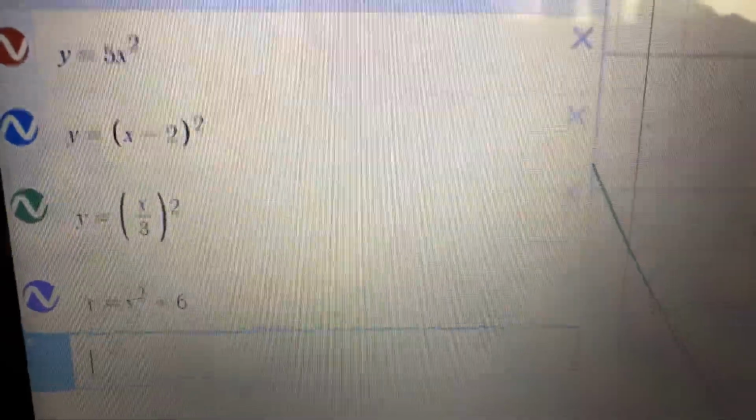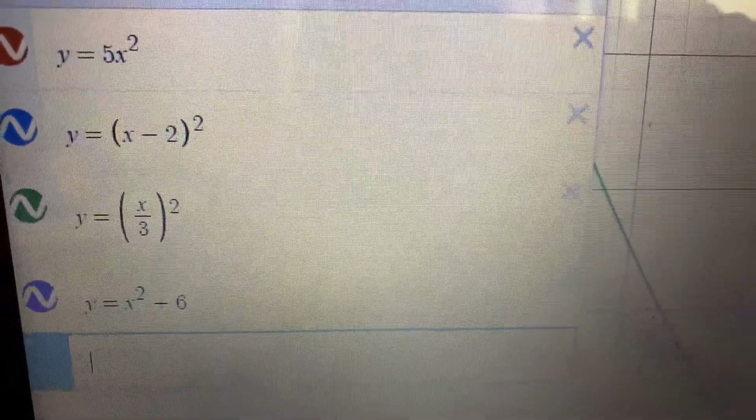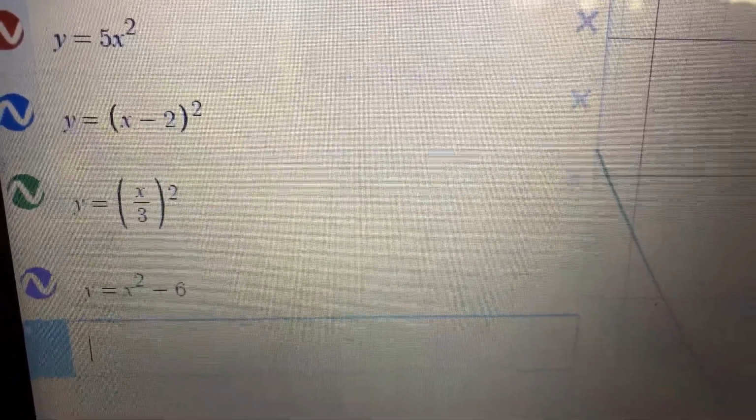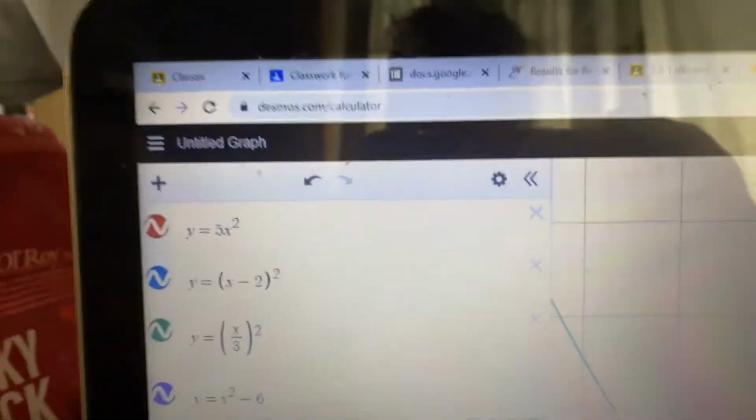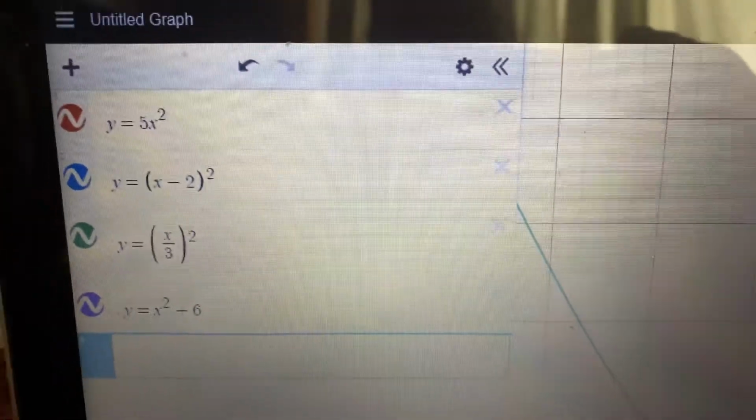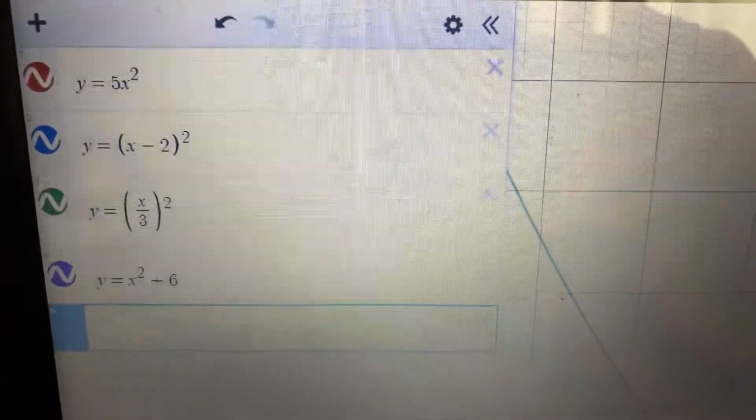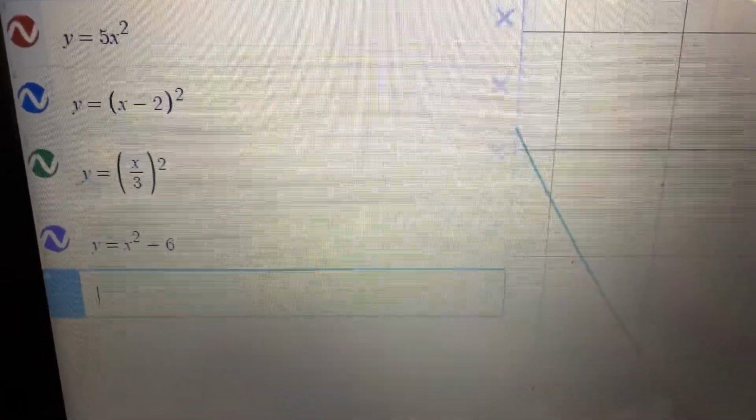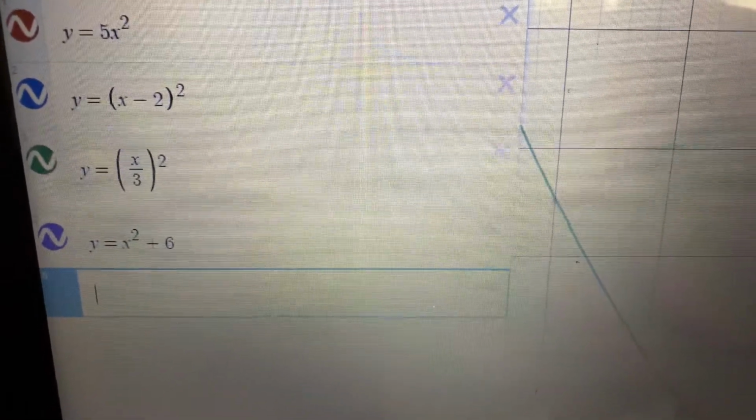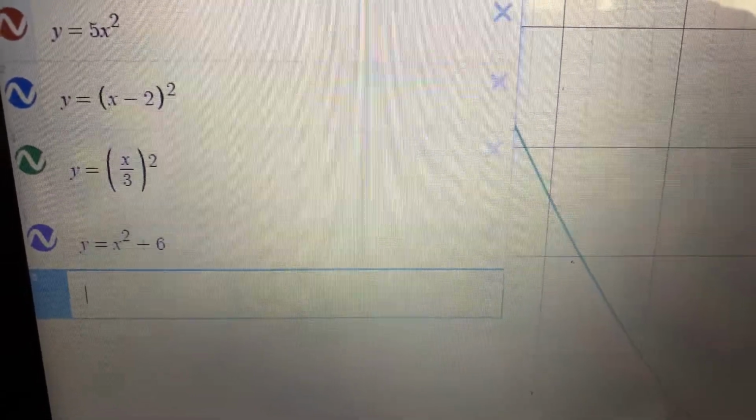So what I did was I went into Desmos and I substituted in 14A, B, C, and D. And what we're going to do is use Desmos to see if in fact any or all of these are even functions. And again, these are all quadratics. You see the x squared term.